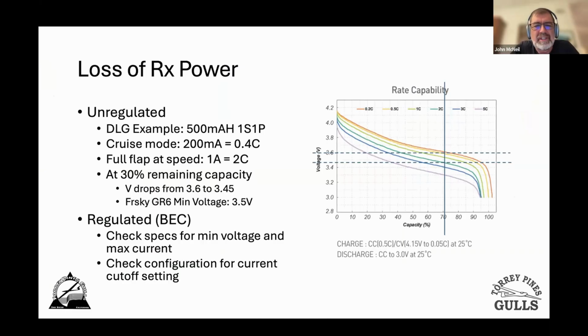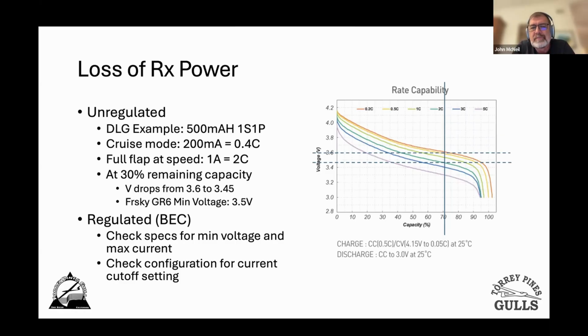If I do an example of a DLG again, cruising at 200 milliamps, then I pull full flaps at speed. I call it an amp. I think 2 amps is easily achievable, but my example is 1 amp. Keep things simple. If I've already flown 70% of the battery down and I'm at 3.6 volts in cruise mode, just cruising along, and then I go into a dive and I yank flaps, according to this curve for this battery, which, batteries vary, that drops my voltage to 3.45, which is below the rated minimum voltage to keep the little CPU running in your FreeSky GR6.